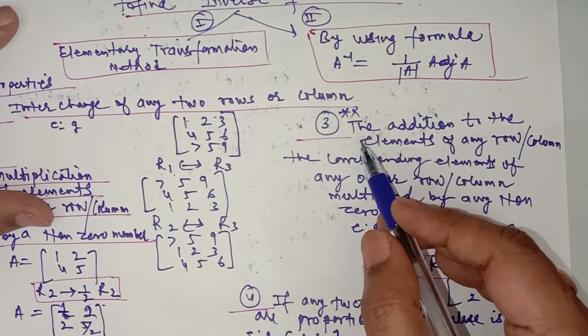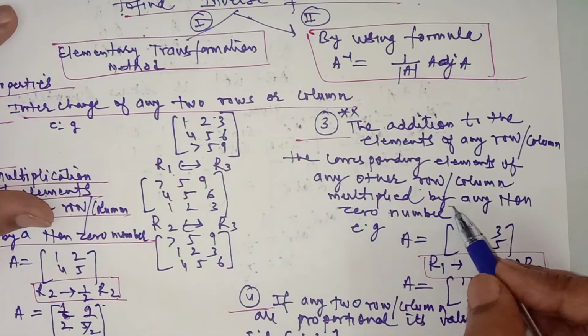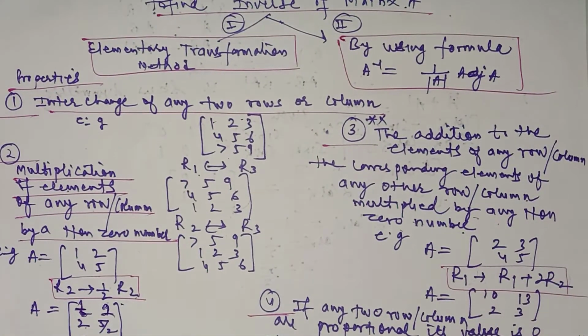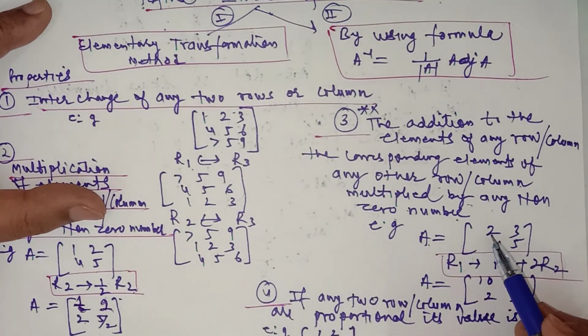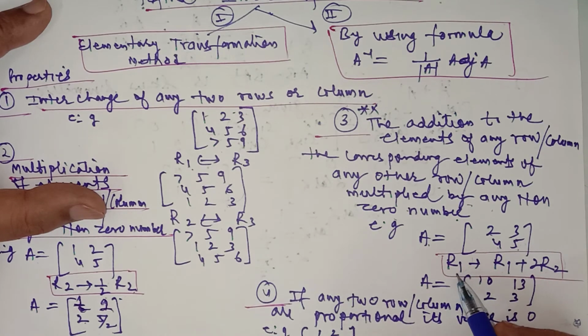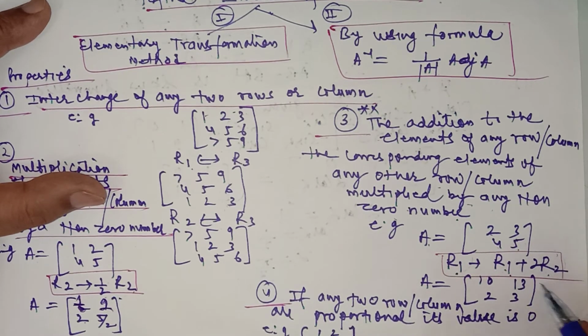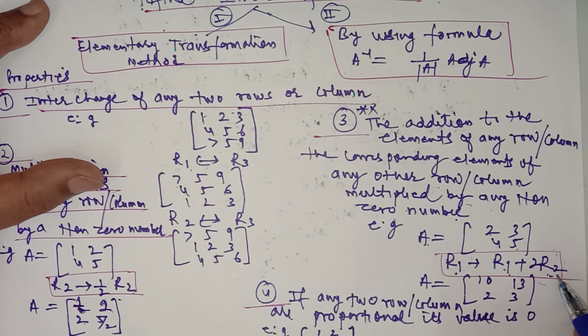And the next and important property is the addition to the elements of any row or column of the corresponding elements of any other row or column multiplied by a non-zero number. Listen very carefully: to any row or column, a multiple of any other row or column with a non-zero real number can be added or subtracted. If you take this matrix A as 2, 3, 4, 5, I can write, to row 1, you add twice row 2. So what I have done in this is multiply the second row by 2 and add it to row 1.